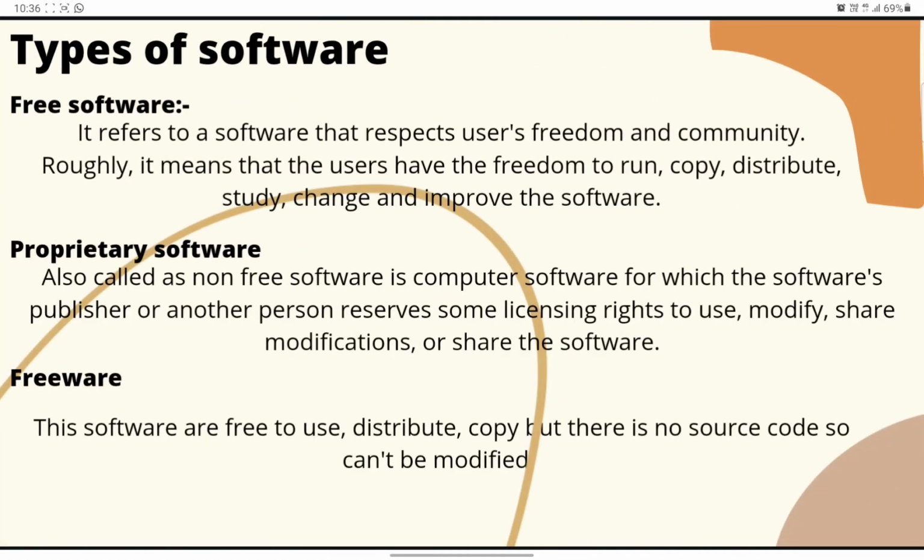Types of software. Free software. It refers to software that respects a user's freedom and community. Roughly, it means that users have the freedom to run, copy, distribute, study, change, and improve the software. Proprietary software, also called non-free software, is computer software for which the software's publisher or another person retains licensing rights to use, modify, share modifications, or share the software. Freeware. This software is free to use, distribute and copy, but there is no source code, so it can't be modified.